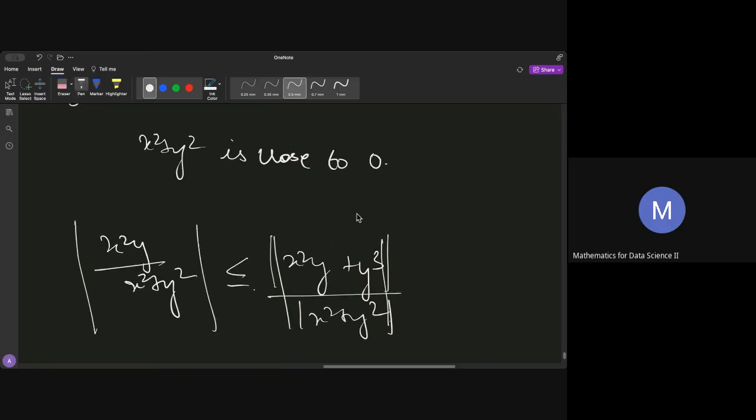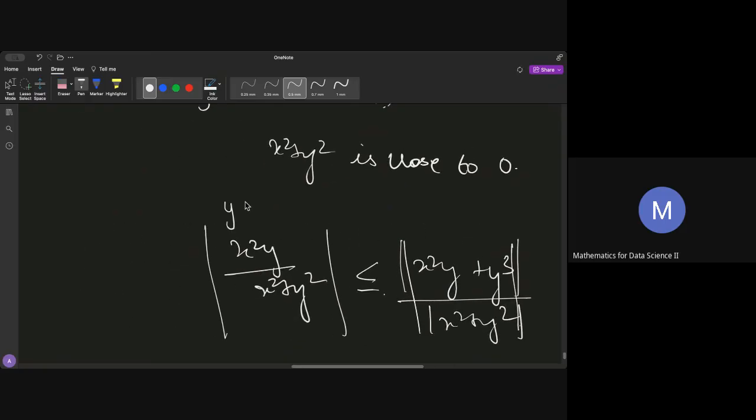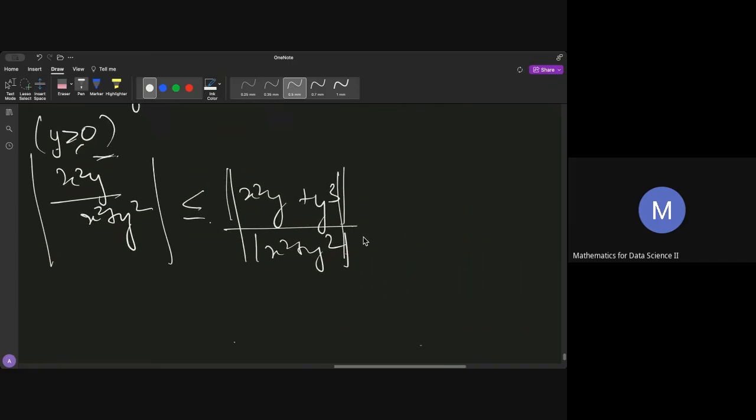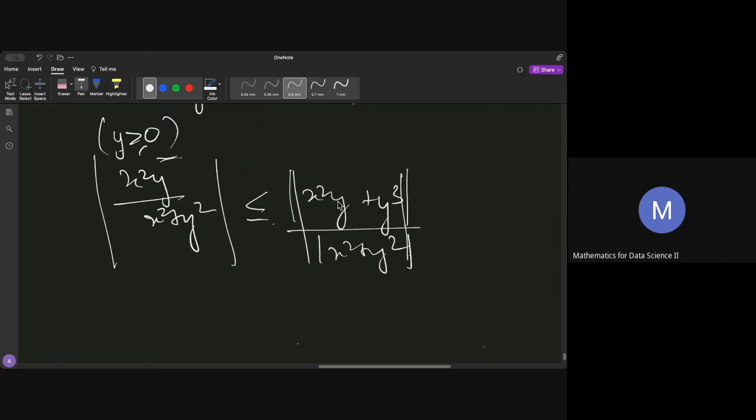Yeah, for the case when y is greater than 0, let's take y greater than 0. This is getting complicated, right? We have changed this numerator to this for y greater than 0. This thing should be true, right?